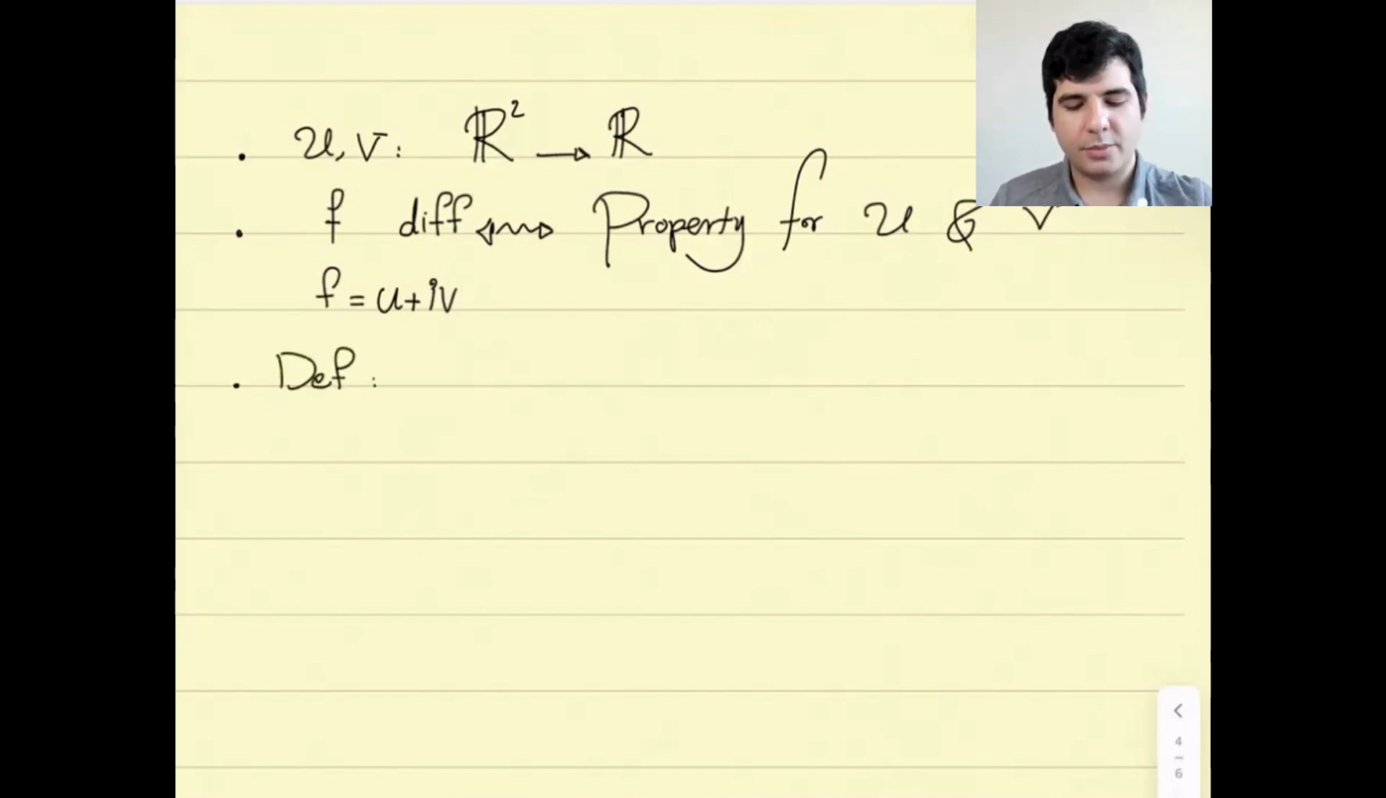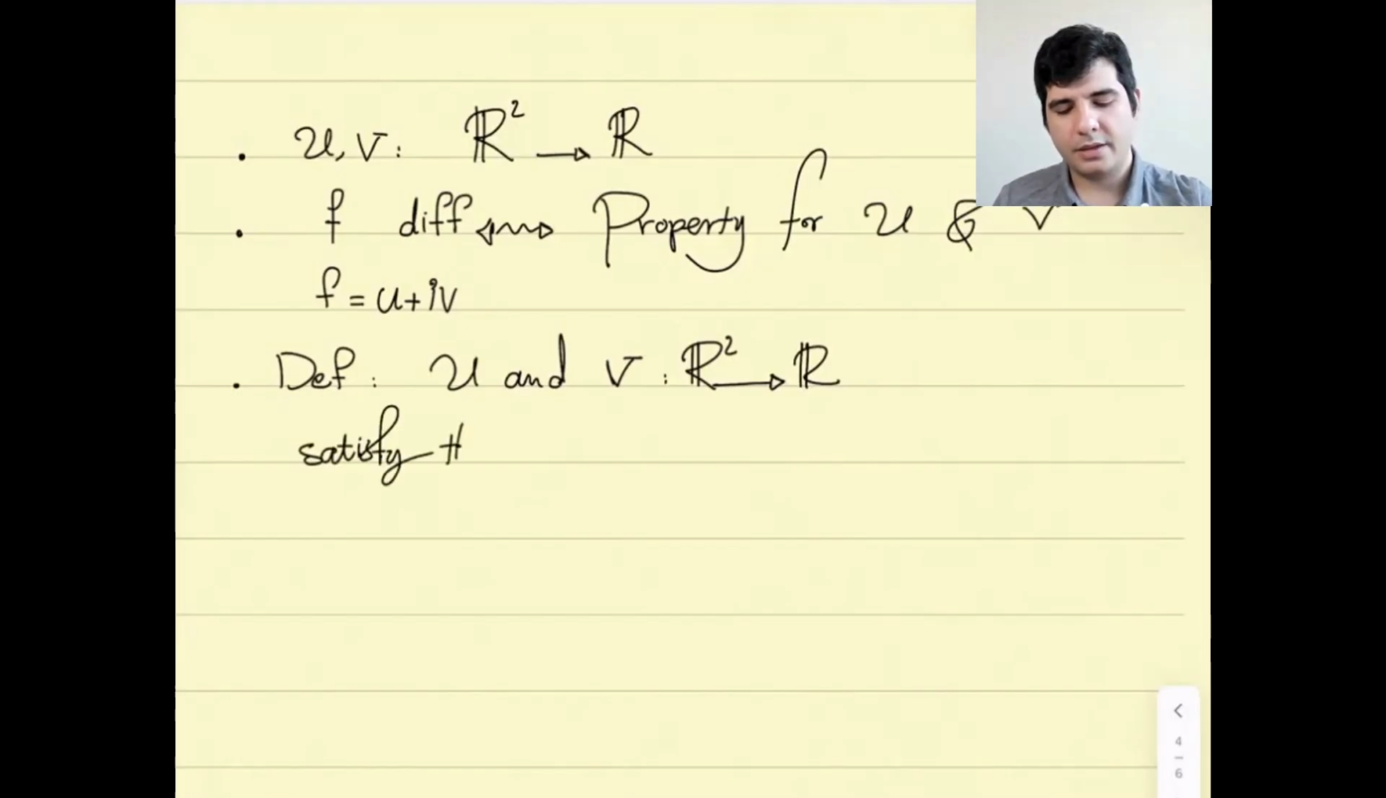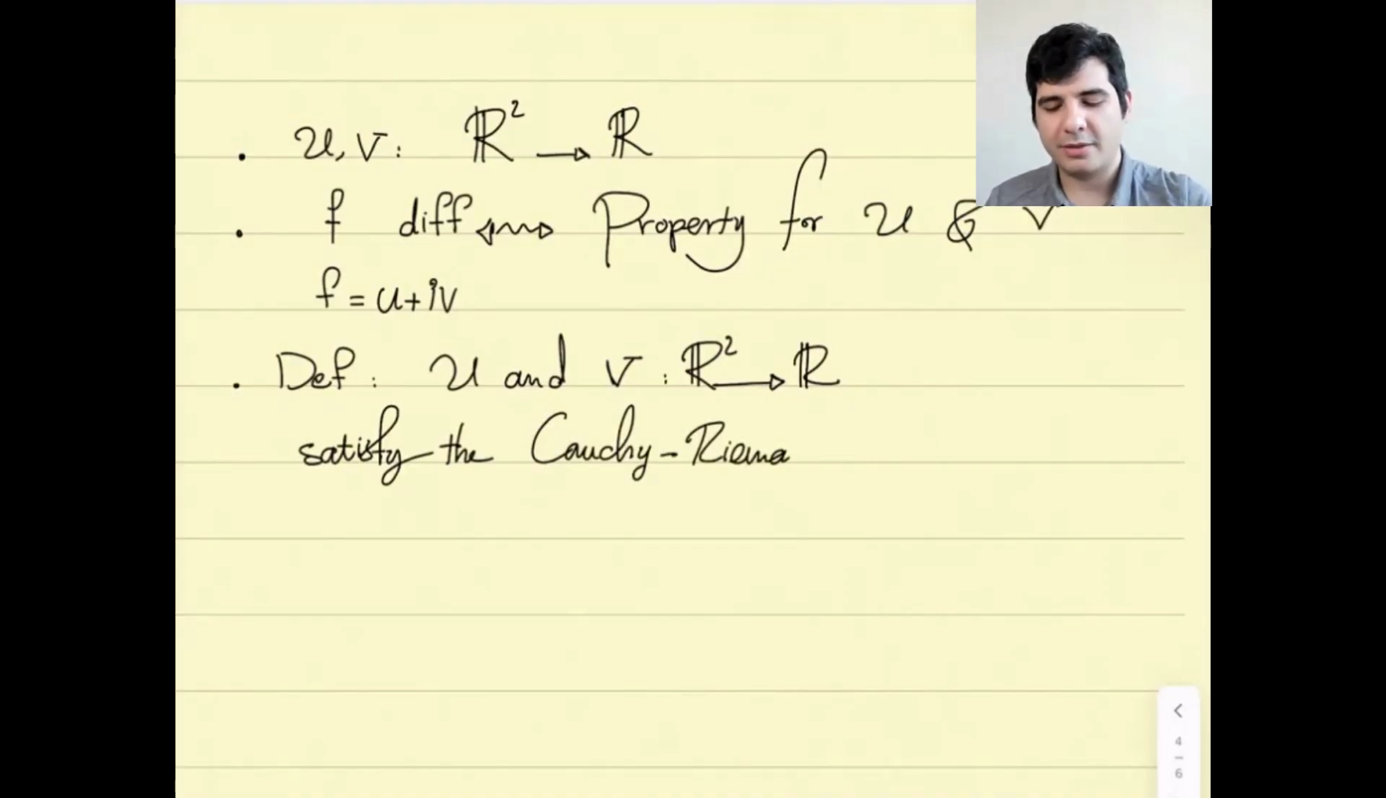Definition: suppose u and v are two functions on R2 or an open subset of R2 to R. We would say u and v satisfy the Cauchy-Riemann equations. Cauchy and Riemann were two great mathematicians. They did a lot about complex analysis, complex geometry, or more generally about analysis and geometry. The study of complex differentiability and these equations is part of their achievements. So they satisfy the Cauchy-Riemann equations if we have the following.